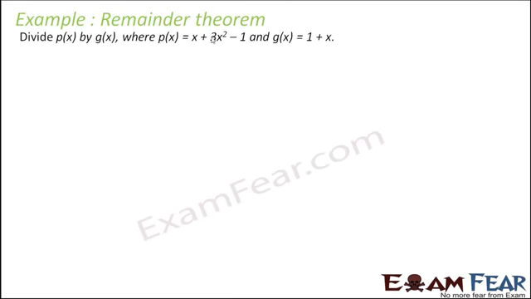So let's divide these numbers. Px is equal to 3x square plus x minus 1 and gx is 1 plus x. So I have 1 plus x and this is 3x square plus x minus 1. Or let me write this as x plus 1 to be more specific. I just typically write in the power of decreasing exponent: x to the power 2, x to the power 1, x to the power 0.